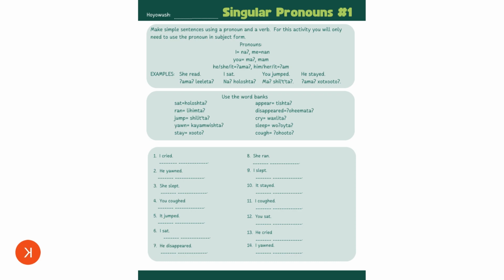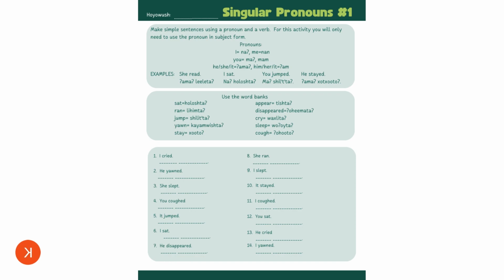So let's look at an example. So she read. Ama, that's the word for she. And then the word for read is leilata. So it says she read. Ama leilata. Then you have I sat. So the pronoun for I is na. So you have na here. And then holoshta. So I sat. Na holoshta.